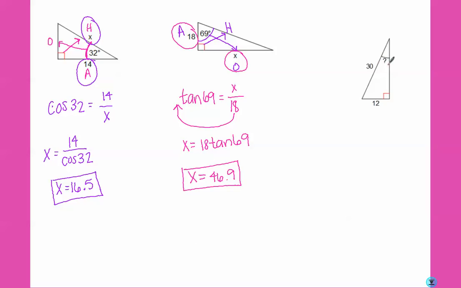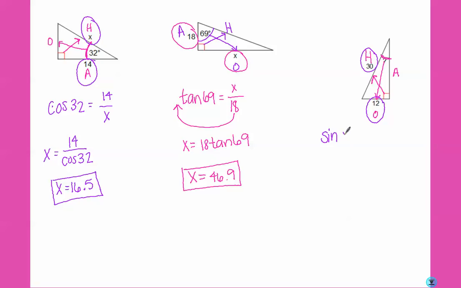What if we're missing the angle? We're still going to label like we did before. So here's my angle. Straight across from that is my opposite. Straight across from the right angle is my hypotenuse. And the other side is the adjacent. So I am given opposite and hypotenuse. Since it's opposite and hypotenuse, I'm going to use sine.